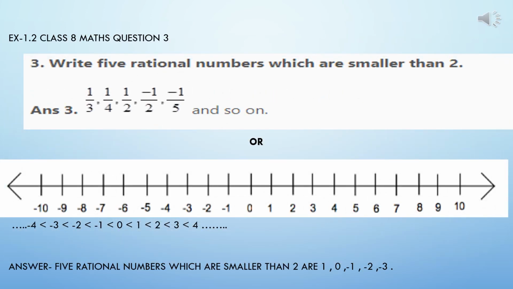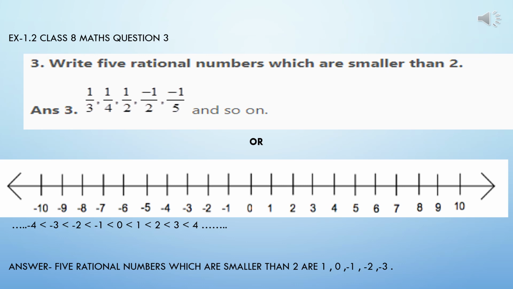Question number 3. Write 5 rational numbers which are smaller than 2. Solution: 1 upon 3, 1 upon 4, 1 upon 2, minus 1 upon 2 and minus 1 upon 5 and so on. These all numbers are smaller than 2. We also have a second method to solve it.